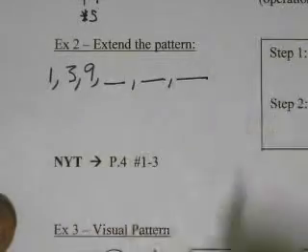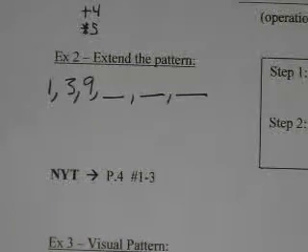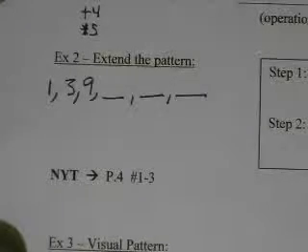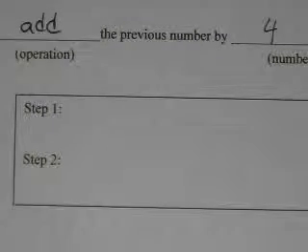Okay. Now let's see a problem maybe where we have to extend a pattern. So 1, 3, 9, blank, blank, blank. And we want to find the next 3 numbers here. So what should we do? Well, first, let's figure out the pattern that is happening from one number to the next. So let's have that as step 1 off to the side of our note sheet. Step 1 is find the relationship between the first and second numbers.